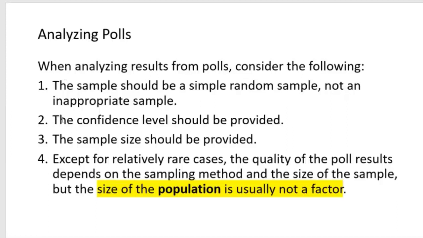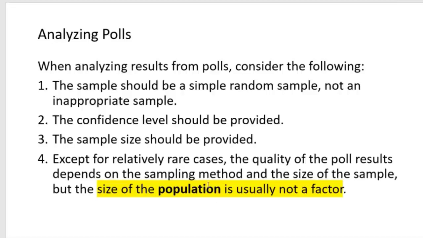It means nothing. They should also tell you the confidence level, because the confidence level changes the length of the confidence interval. A stronger confidence level, like 99%, is going to have a bigger interval because your interval has to be less precise so that you can be more certain you've got your value in there. The sample size should be provided.